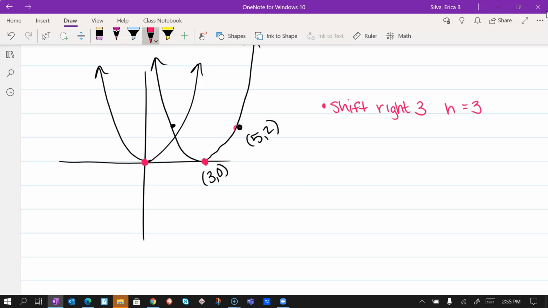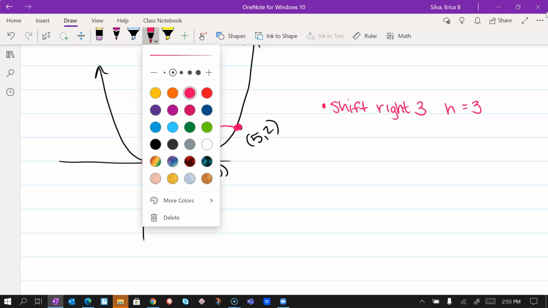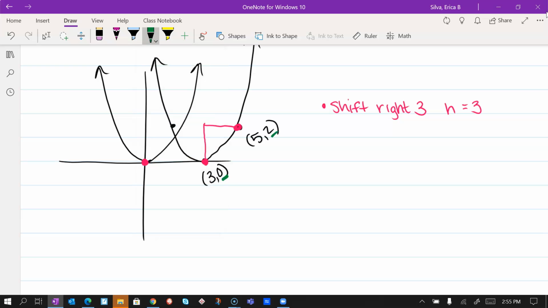All right, so now we need to see if our a changed. So we're going from this point to this point, so we need to find our vertical change and then our horizontal change. Now for our vertical change, which is up and down, are we going to look at our x or our y? Our y. So we went from 0 to 2. How much was my vertical change? 2. We're going to look for our a. My vertical change is 2. And then what is my horizontal change? We're going from 3 to 5. It's also 2.